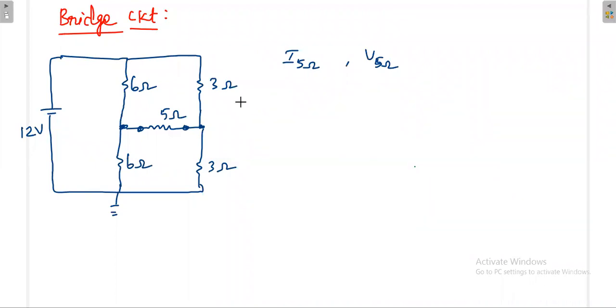Instead of applying the branch current method, because if you apply the branch current method, it will take some more time. I need the response across only this element. So it is better to apply Thevenin's theorem. Somebody please tell me what the answer is.